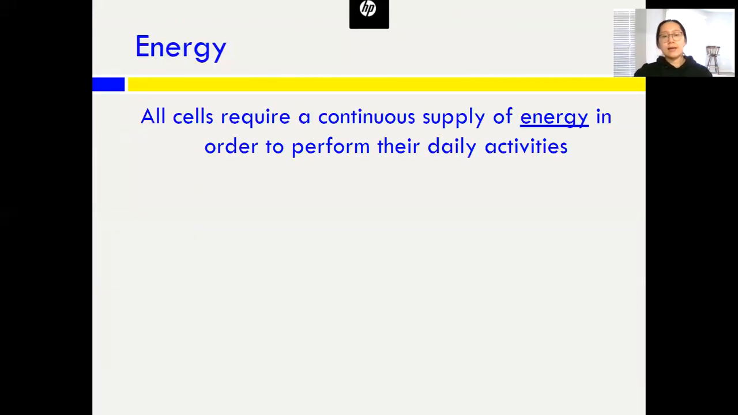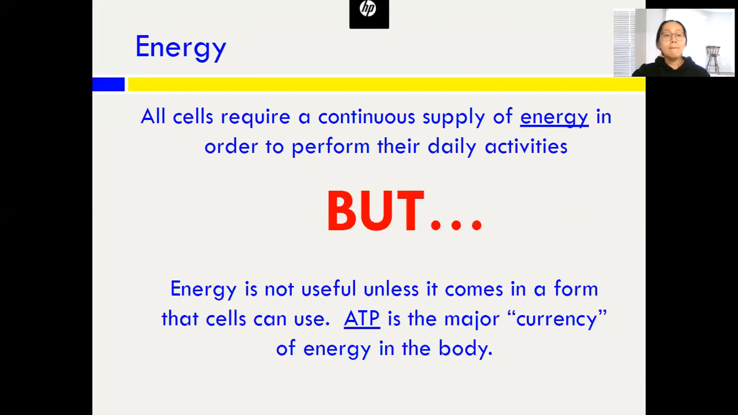Okay, so energy. All cells require a continuous supply of energy in order to perform their daily activities. All cells. But energy is not useful unless it comes in a form that cells can use. So ATP is the major source of energy, the major currency of energy in the body, right? We use ATP, plants use ATP.